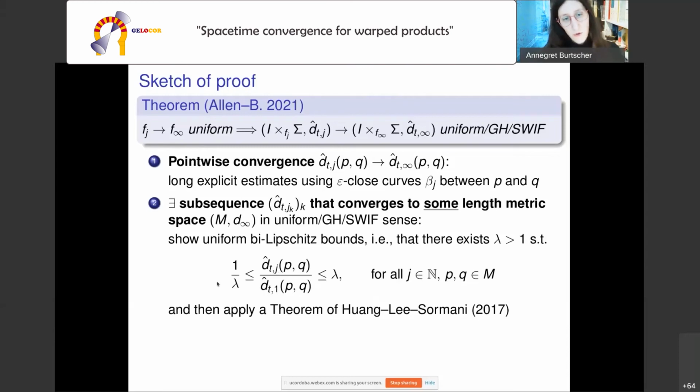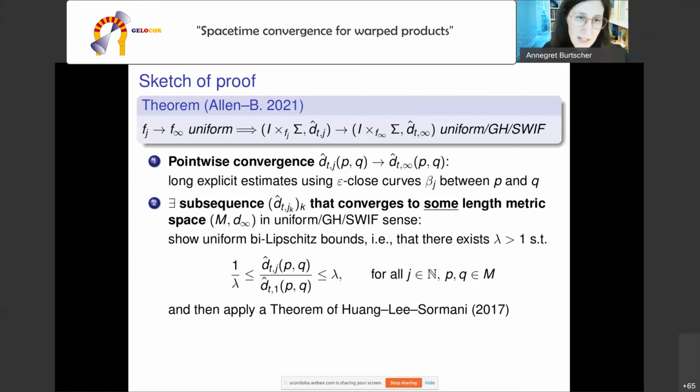And to obtain these uniform bi-Lipschitz bounds, you again have to use these bi-Lipschitz estimates that I have written earlier already for these warped products. So this is very crucial, that you can estimate this. And of course, what we also need in this setting is the assumption that we have these uniform bounds of the warping functions. So you have this uniform bi-Lipschitz bound, and then you just apply this theorem, and you get that a subsequence converges to some length metric space.